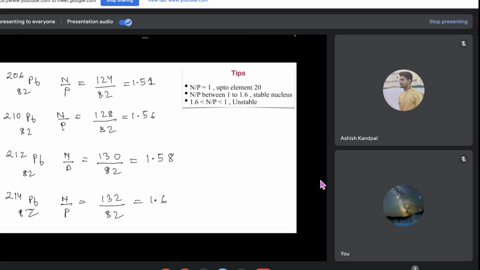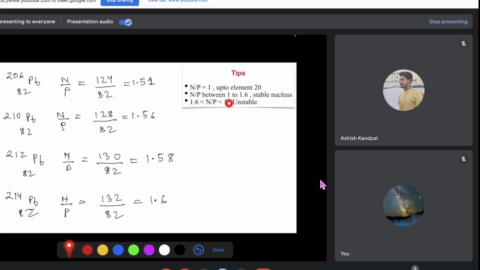Now, the tip here is that N upon P equal to 1 is for elements up to atomic number 20, and N upon P between 1 and 1.6 is stated as stable nuclei. The N upon P ratio greater than 1.6 and less than 1 is stated as unstable.